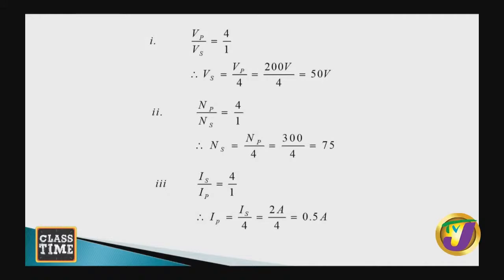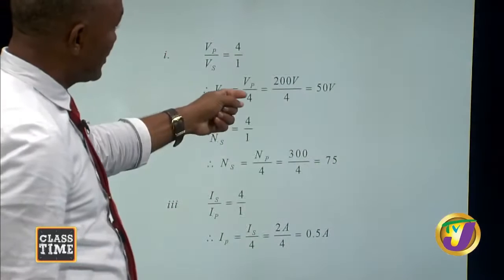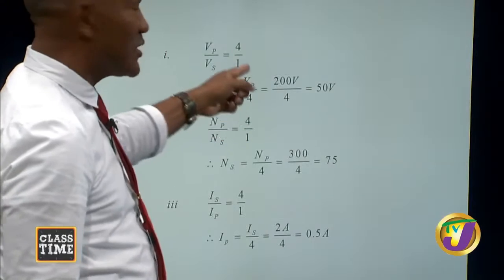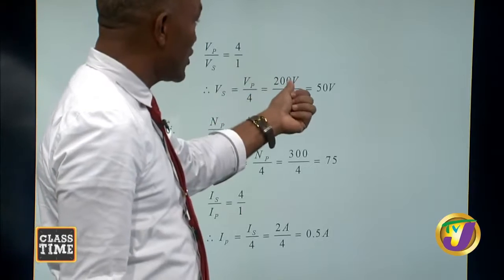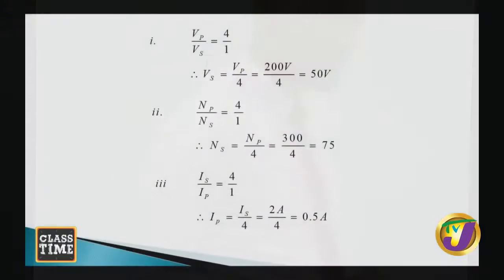What this is saying to you again is that your primary voltage is 4 times bigger than your secondary voltage, right? So to find your secondary voltage, all you have to do is divide your primary by 4. Why? Because it said it is 4 times bigger. So we move on. Therefore, Vs is Vp over 4, which is voltage on the primary divided by 4. 200 divided by 4 gives me 50 volts. So the transformer is connected to 200 volts. It is giving out 50 volts.